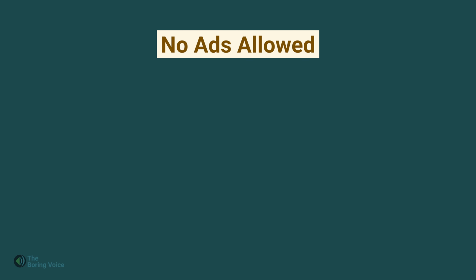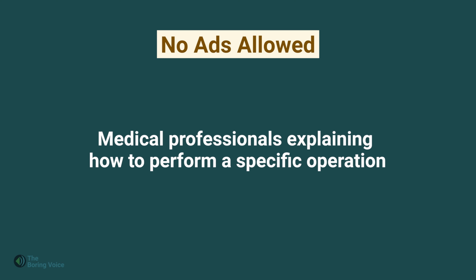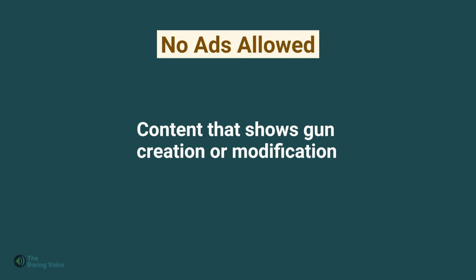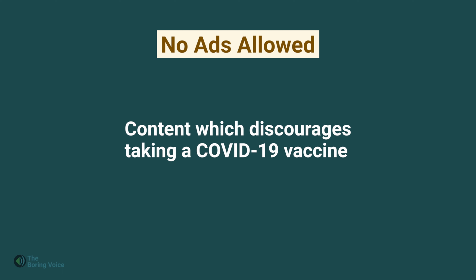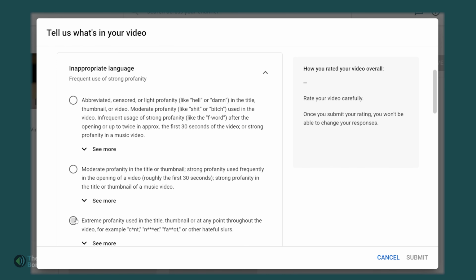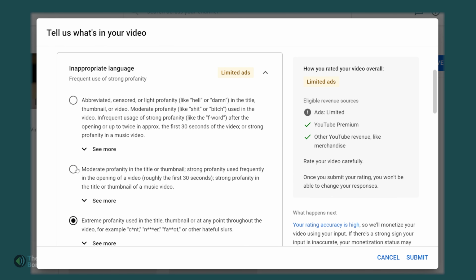Here are a few examples of content that cannot have ads. Medical professionals explaining how to perform a specific operation. Animal processing during a hunt. Content that shows gun creation or modification, content which discourages taking a COVID-19 vaccine, or saying human activity is not responsible for climate change. Many of these guidelines really do prevent bad content, but it is sufficiently broad that useful content can be limited too.